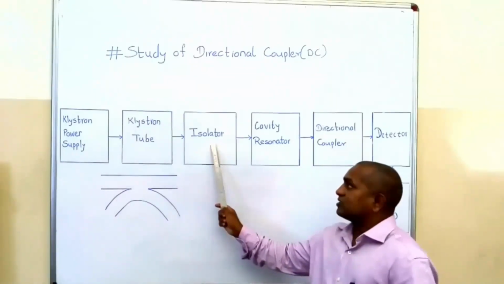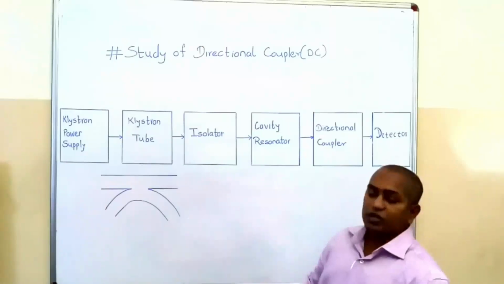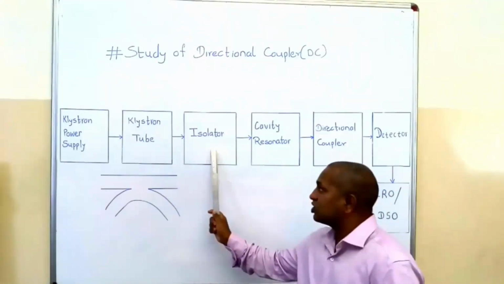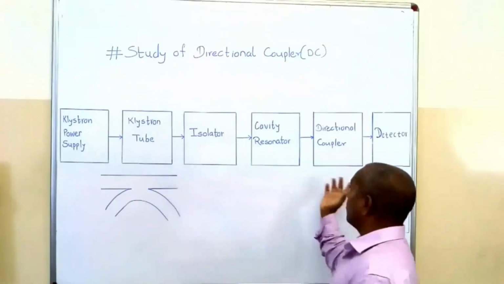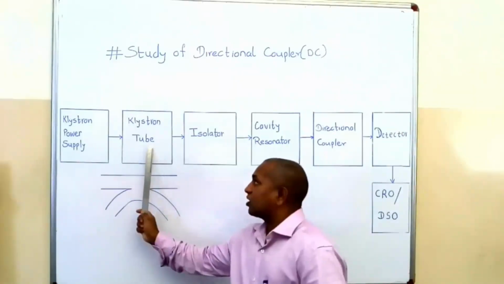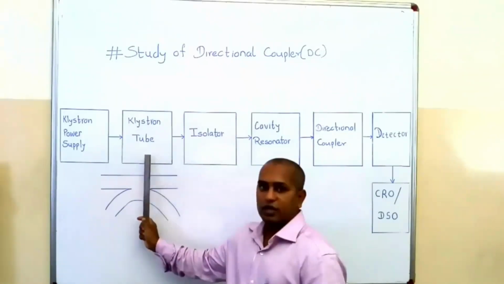Our third block is an isolator. We know the operation of the isolator in our block diagram. This isolator avoids the reflected signal from the output side, and it keeps your oscillator stable, means the operating frequency stays in a stable position.